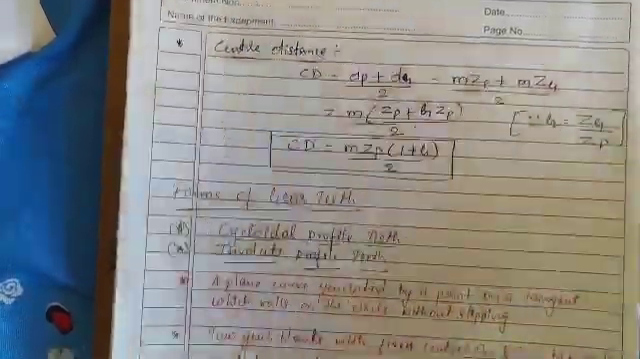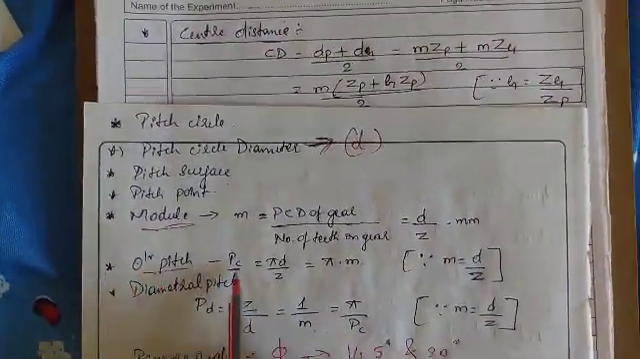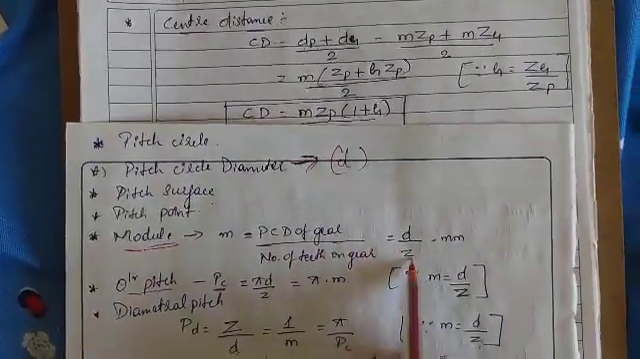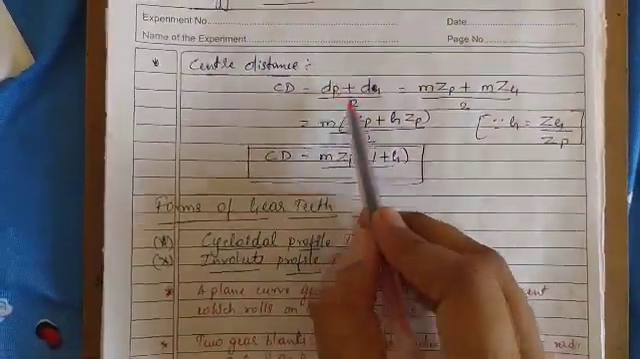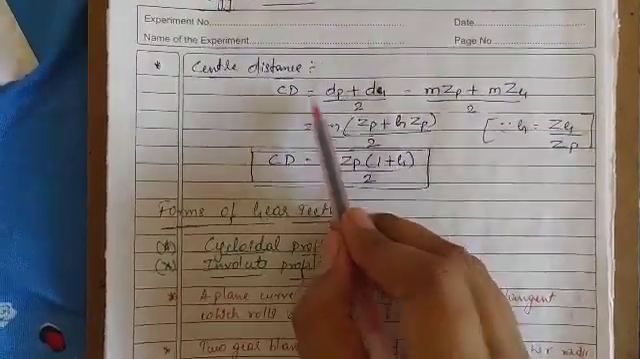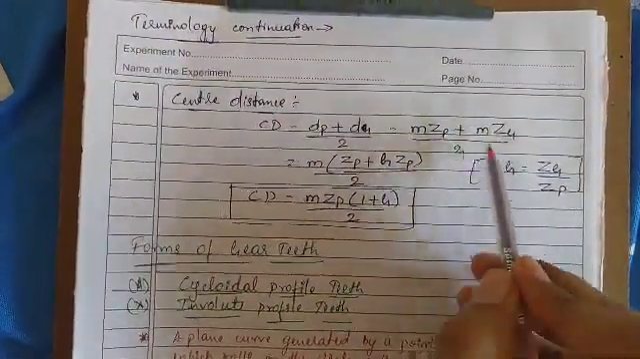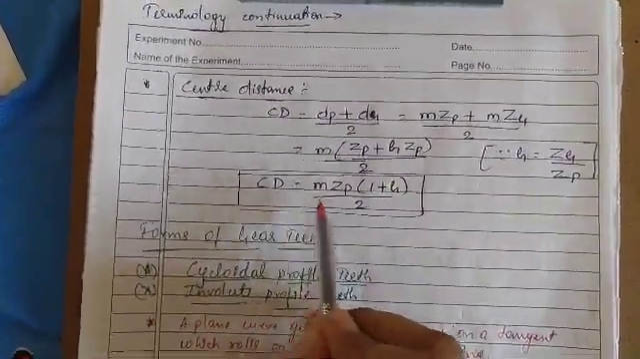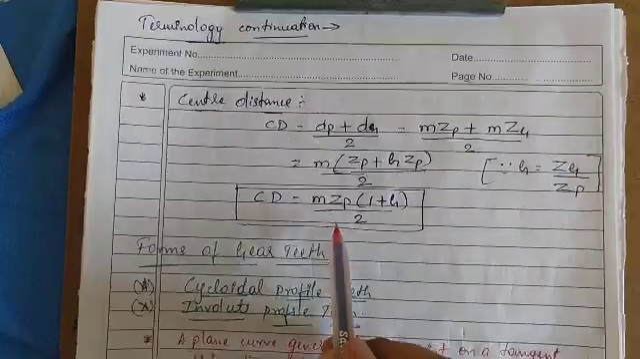We know the module we have shown here. The circular pitch Pc is equal to pi into m, where m is equal to d by z, so d is equal to z into m. We know the module is equal to the pitch circle diameter divided by the number of teeth, so the pitch circle diameter is the module into the number of teeth. So m into zp plus m into zg, divided by 2, and finally we come to the expression cd is equal to m into zp into (1 plus g) divided by 2. This is the formula for the center distance.